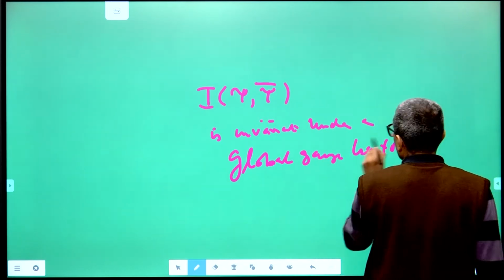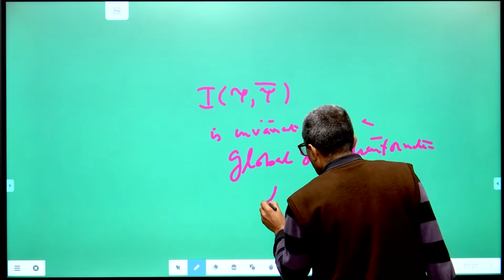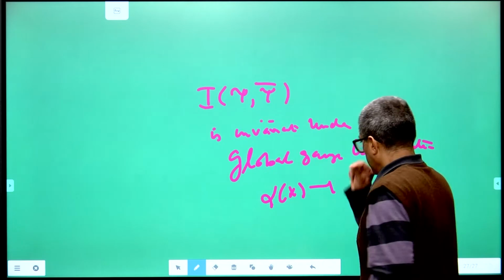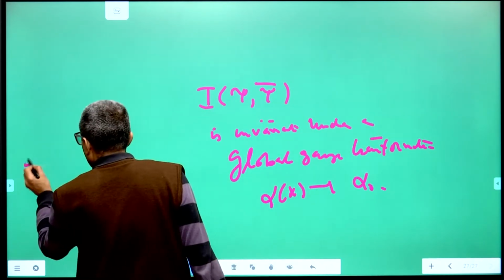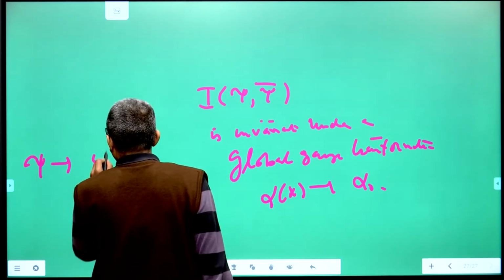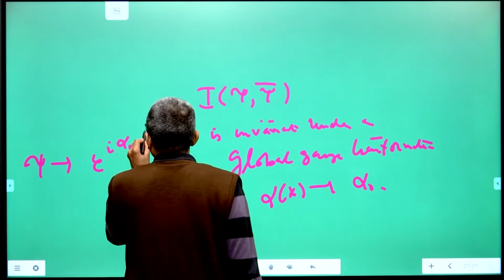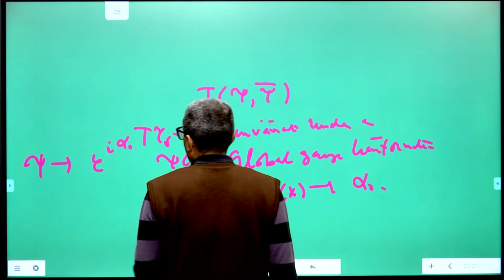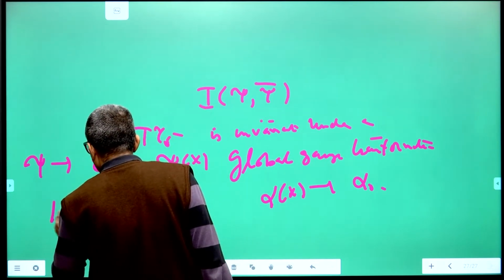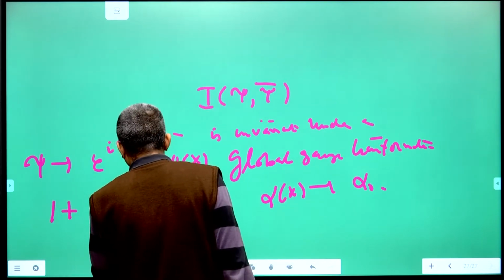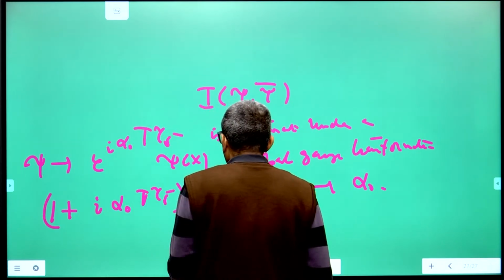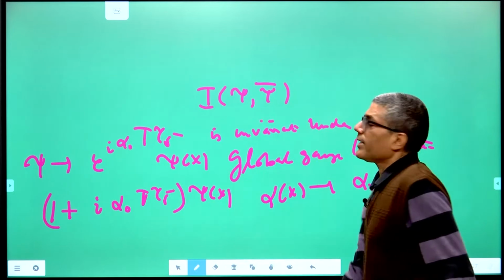What is the meaning of global gauge transformation? It means you are replacing alpha(x) by a constant alpha naught, right? That means you are applying the change psi goes to e^(i alpha naught t gamma phi) multiplied by psi(x), where alpha naught is a constant, or equivalently an infinitesimal transformation, 1 plus alpha naught t gamma phi, times psi(x). It is a global gauge transformation. Suppose the action is invariant under this.